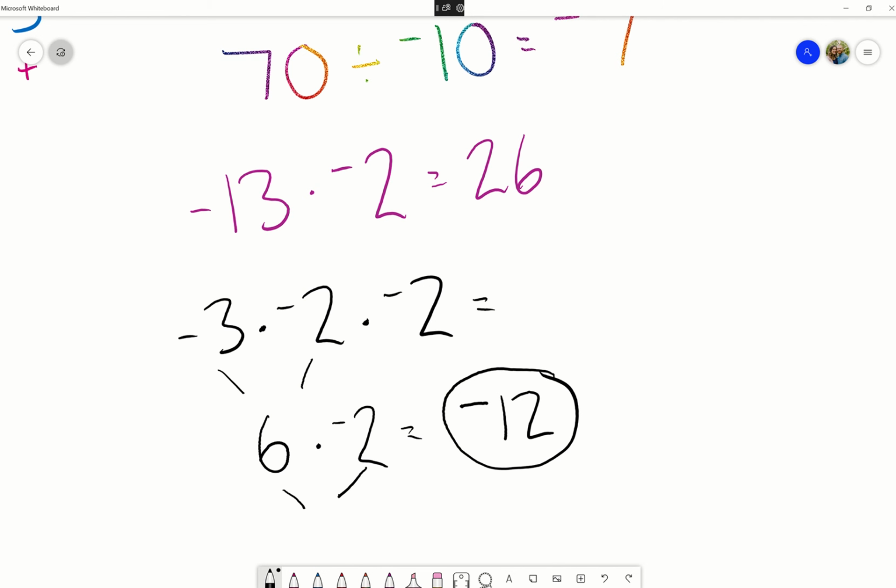As long as we know our rules, as long as we know different signs mean that we have a negative answer, same signs mean we have a positive answer, as long as those things are working the way they're supposed to work, this math should not be too difficult. Okay? So, negative times negative is positive. Positive times negative is negative.